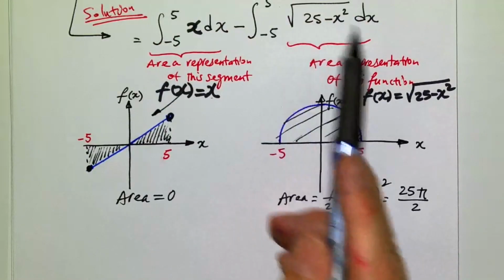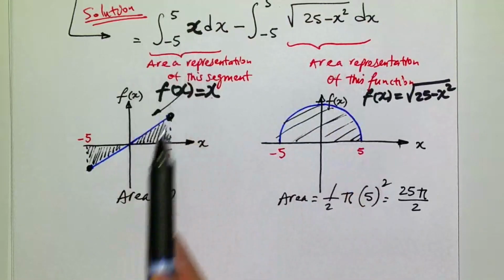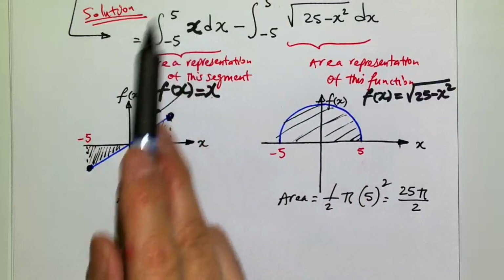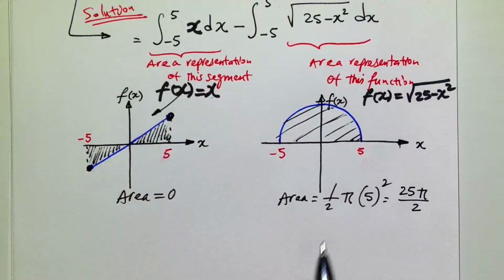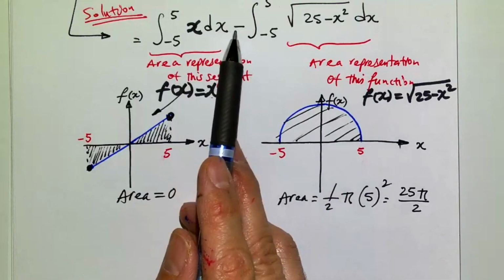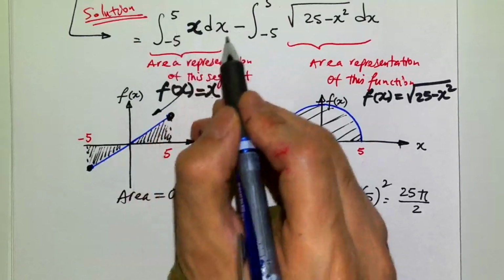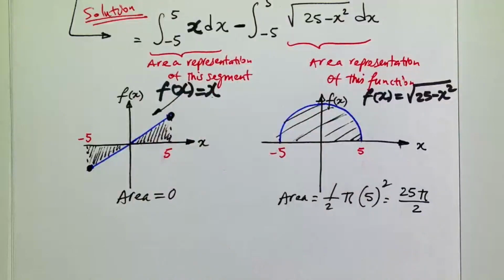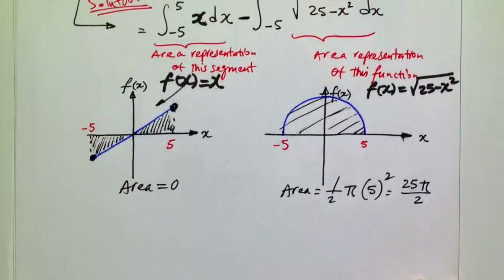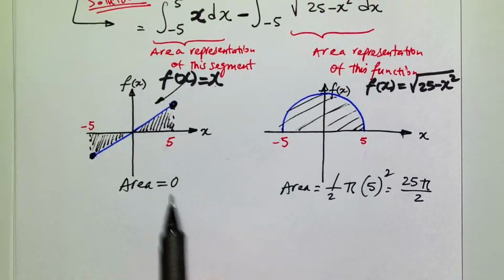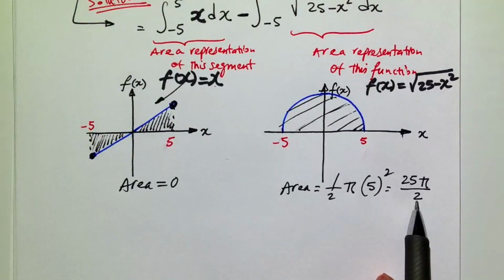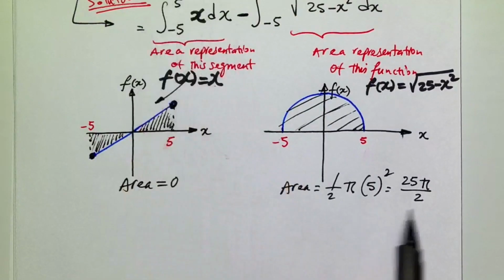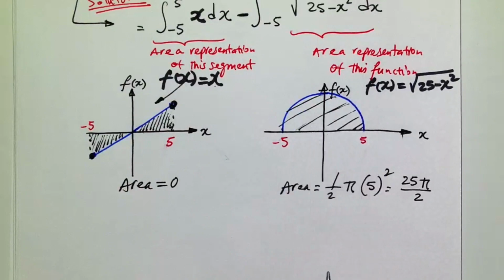Okay, so now that we have the area representation for each function, which the definite integral represents, we can carry out this simple operation. This area minus that area, right? We're looking for the net area. So 0 minus that. That's the area of this segment, that's the area of that segment. 0 minus that.